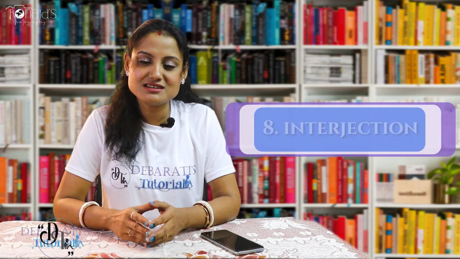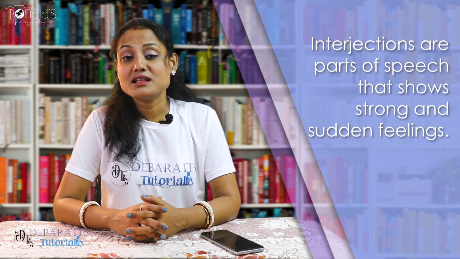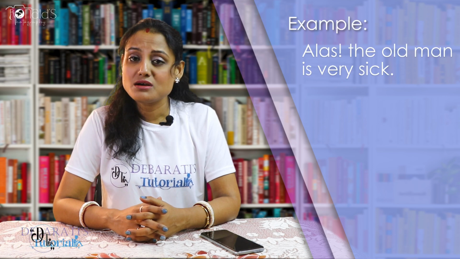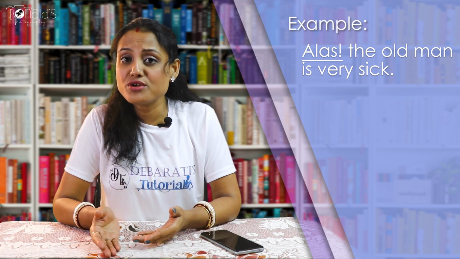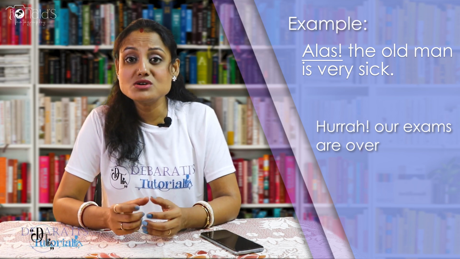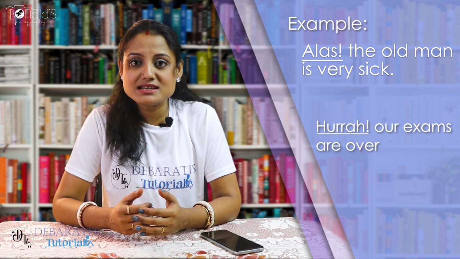And the last and 8th parts of speech is interjection. Interjections are parts of speech that show strong and sudden feeling. For example, alas, the old man is very sick. The word alas is expressing grief in this case. Hooray! Our exams are over. In this sentence, the word hooray is expressing extreme delight. So words such as alas, bravo, hooray, wow, oh, all these words that show strong and sudden emotions are called interjections. So that was all about parts of speech.